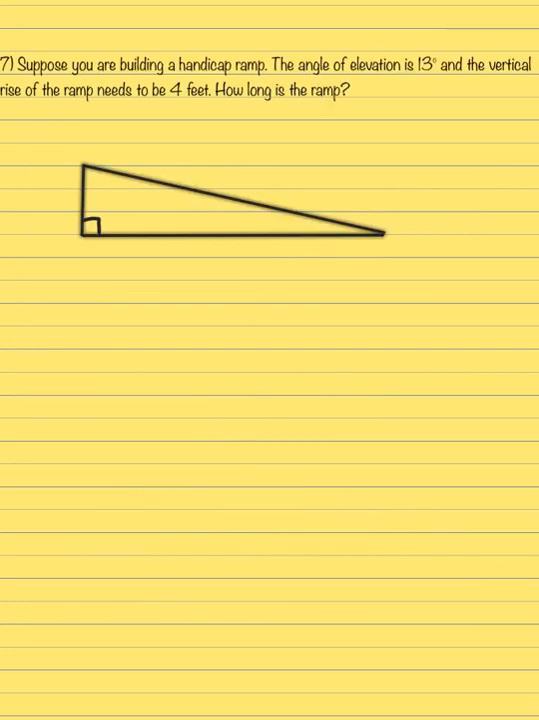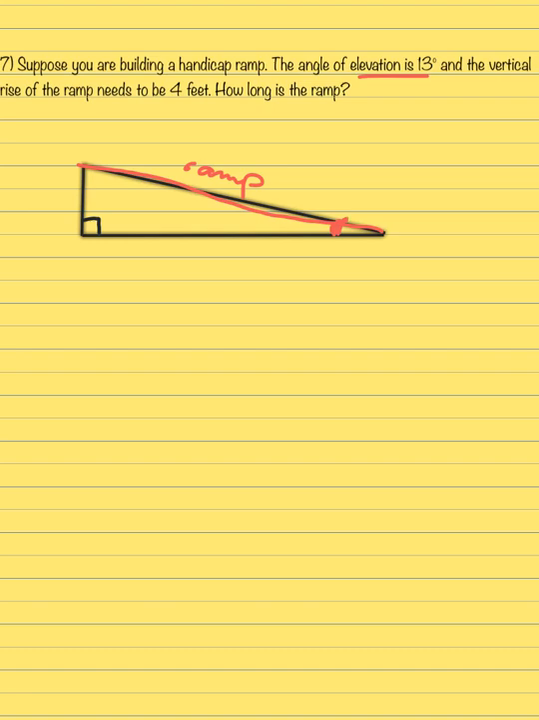This next one is a word problem. Suppose you are building a handicap ramp. The angle of elevation is 13 degrees, and the vertical rise of the ramp needs to be 4 feet. How long is the ramp? So you really need to understand your picture on this one. The ramp is the thing that's at the angle. So that is the ramp. The angle of elevation, elevation means up, goes up. So that would be this angle right here.